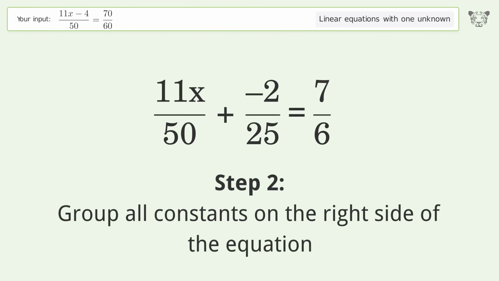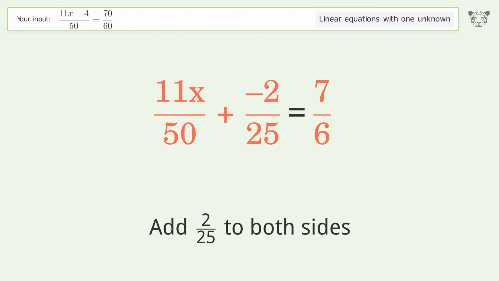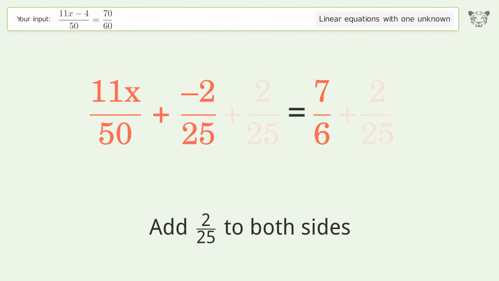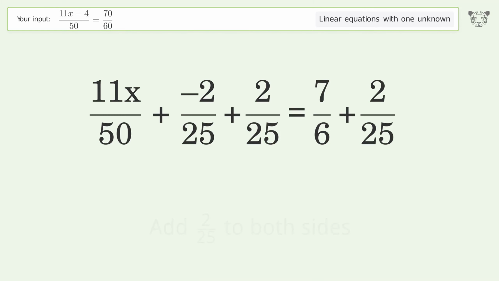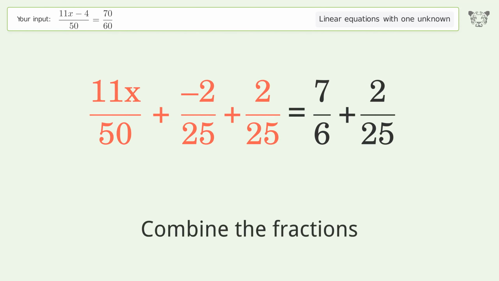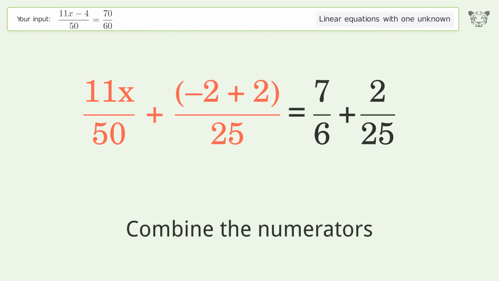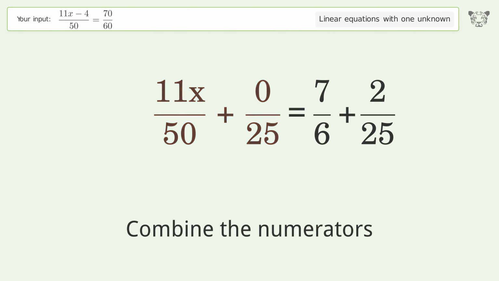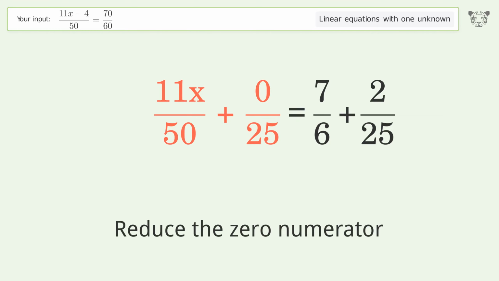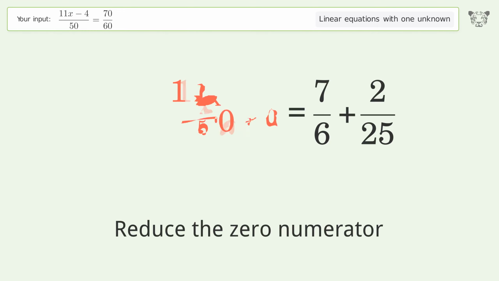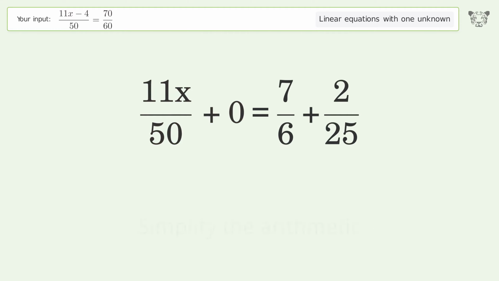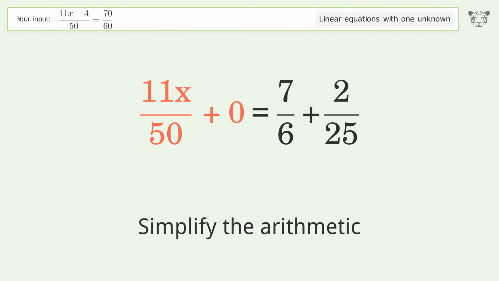Group all constants on the right side of the equation. Add 2/25 to both sides. Combine the fractions. Combine the numerators. Reduce the zero numerator. Simplify the arithmetic.